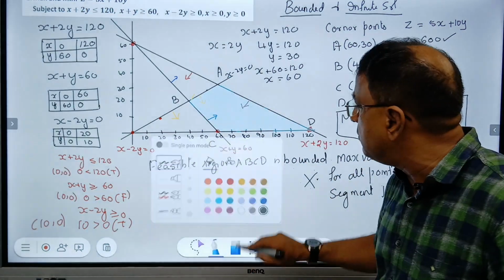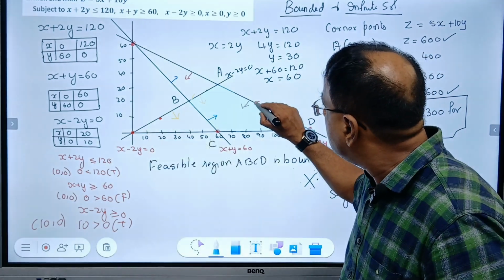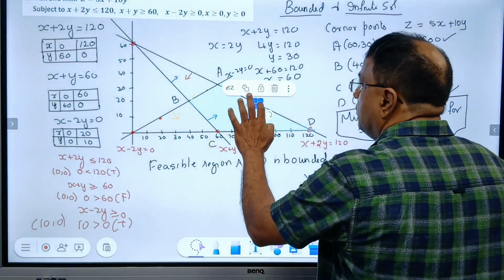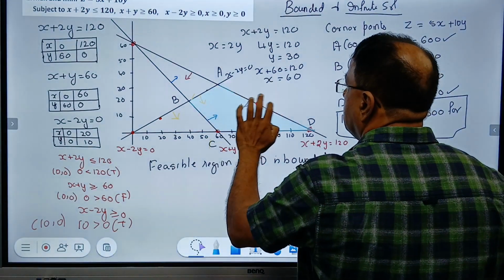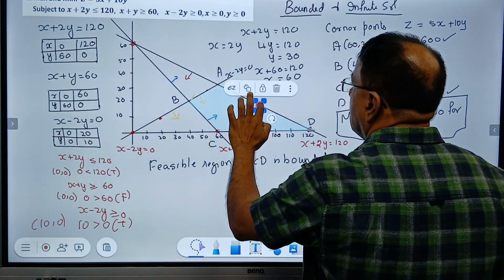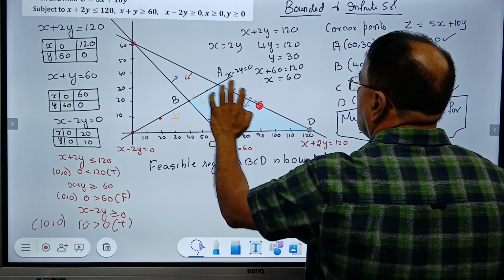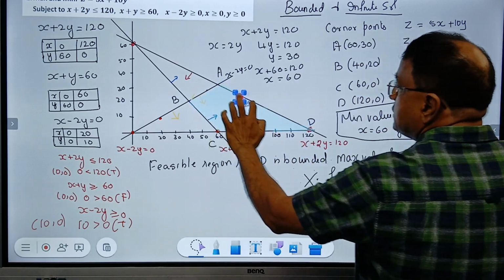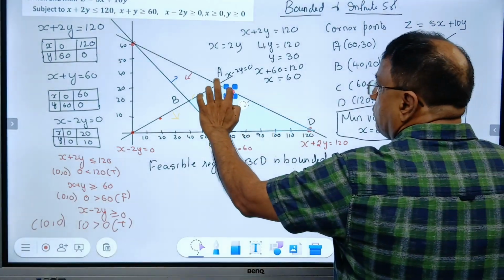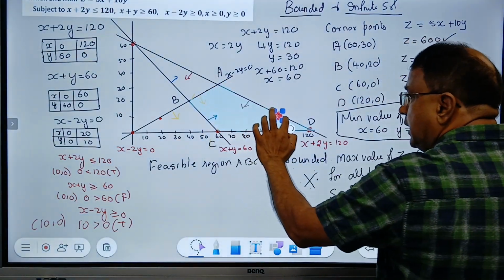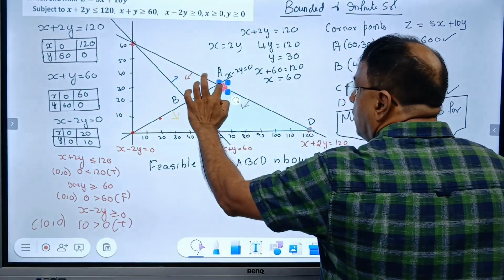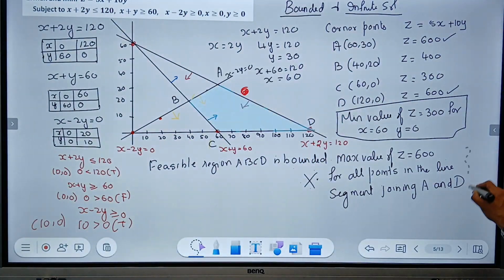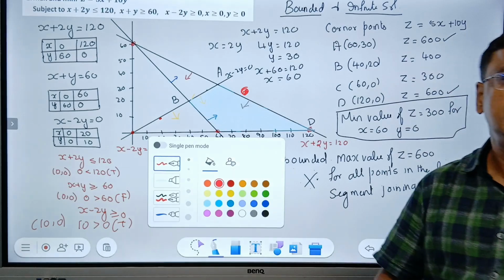For example, I'll just take one. This is one point. Now if I move this point around, my z value will be the same. If I move this around, it will take all values from A to D. That is why it is bounded and has infinite solutions. So this is something that you should never forget. Be careful about it. Is it clear?